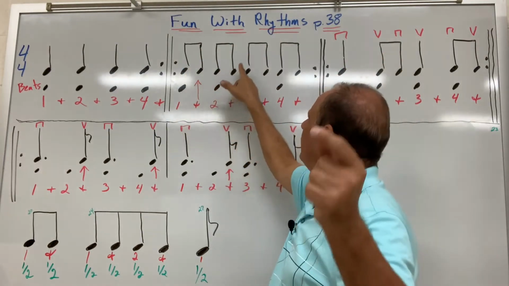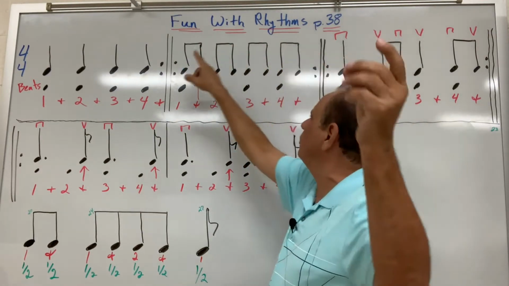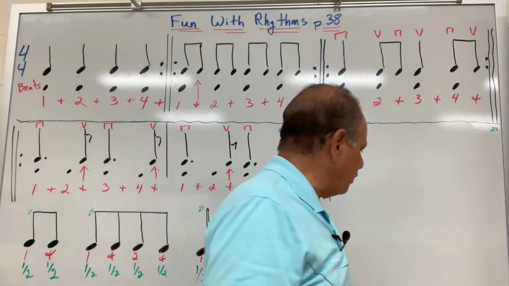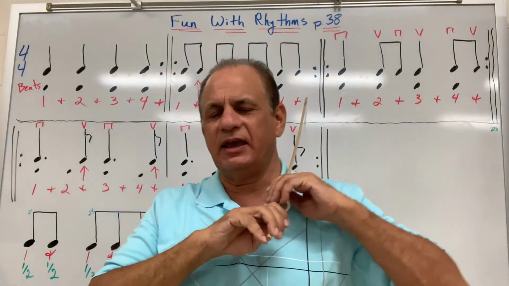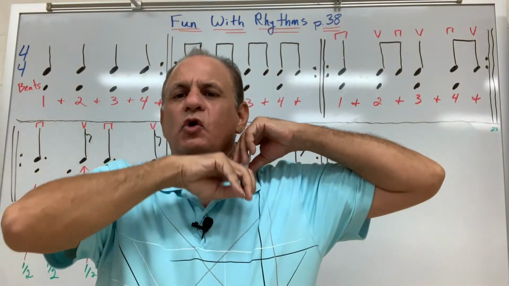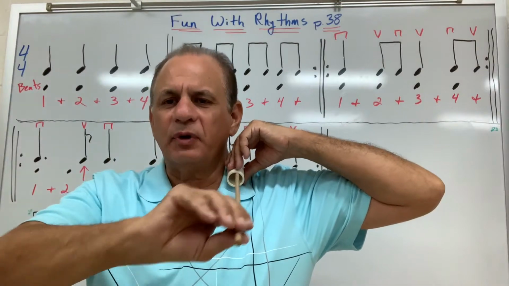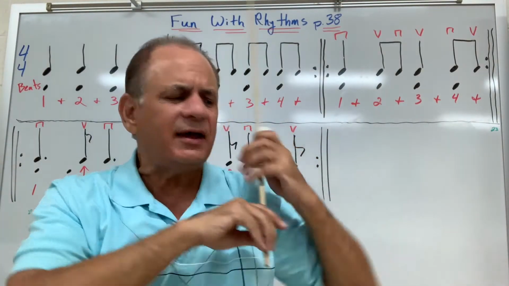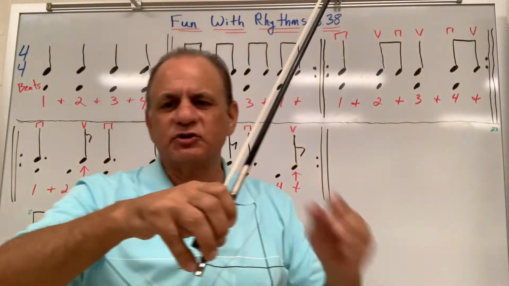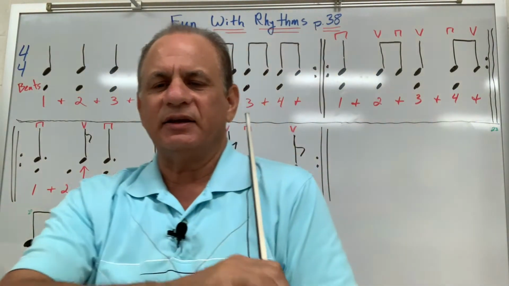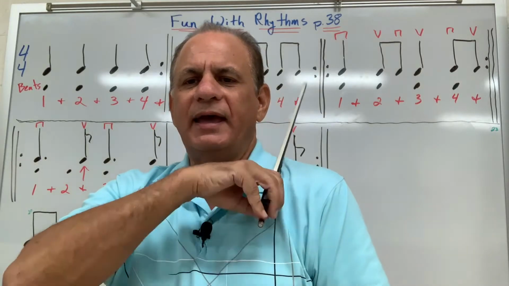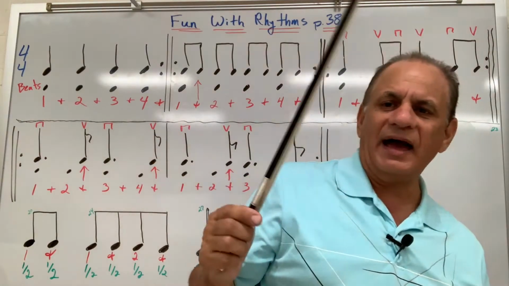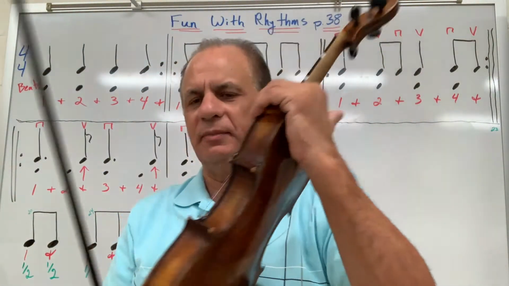1 and 2 and 3 and 4 and. Now, for reinforcement, you could use the stick here and count 1 and 2 and 3 and 4 and. Or you could do a reverse bow hold, slide the stick over your shoulder. 1 and 2 and 3 and 4 and 1. And then you can apply that to your instrument.